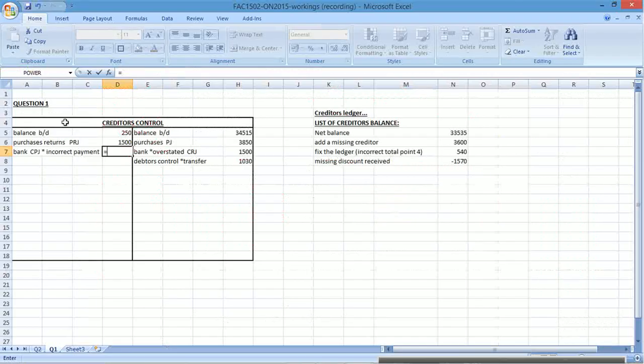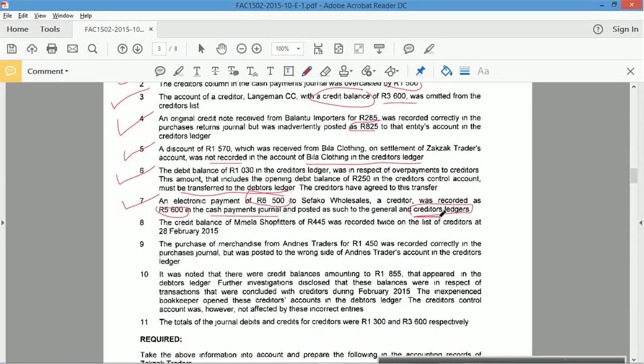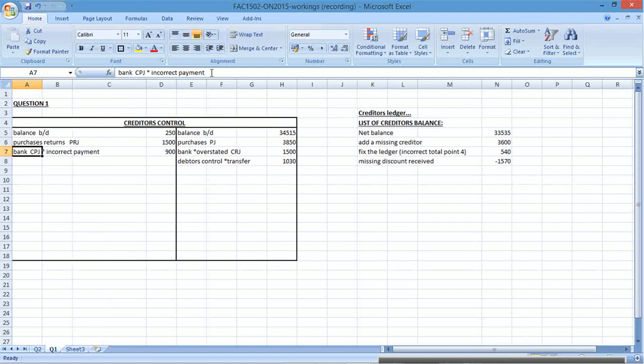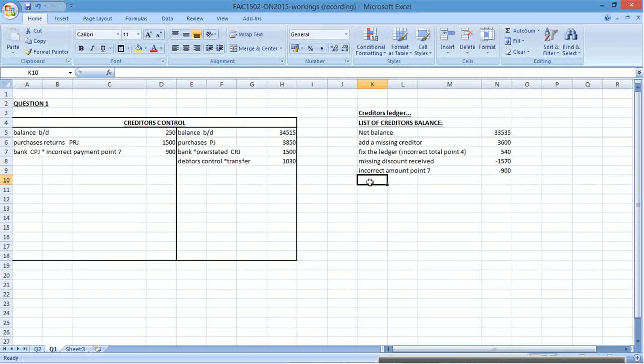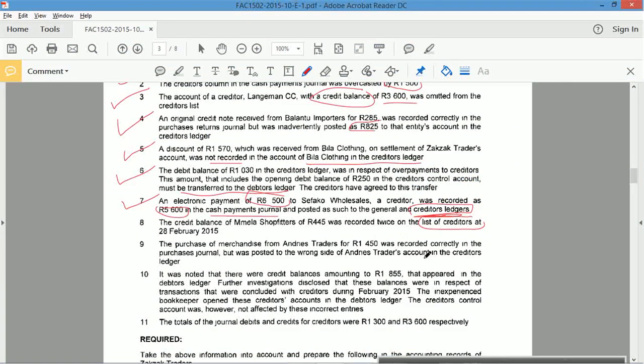Okay, the payment was supposed to be 6.5 minus 5.6. 900. Okay, and they told you that it was also posted as such to the creditor's ledger, so that was also wrong. So we need to process the payment. That was for point number 7. Okay, so subtract 900 here as well. Minus 9 there. Okay, the credit balance of M4 that was recorded twice on the list. So minus one amount. Okay, so you need to take off one amount, minus 445. Okay, it was duplicated, so get rid of one extra figure.